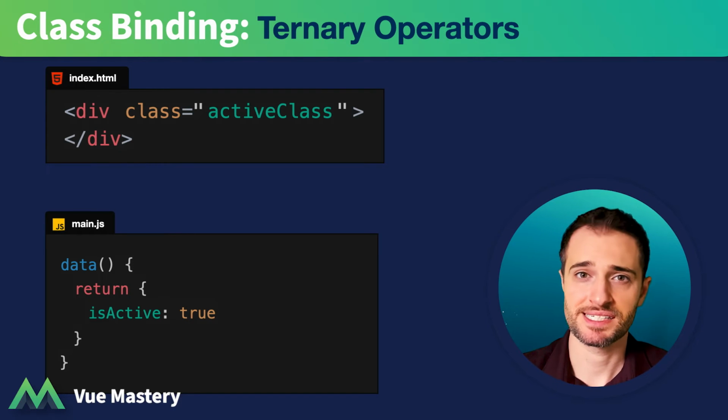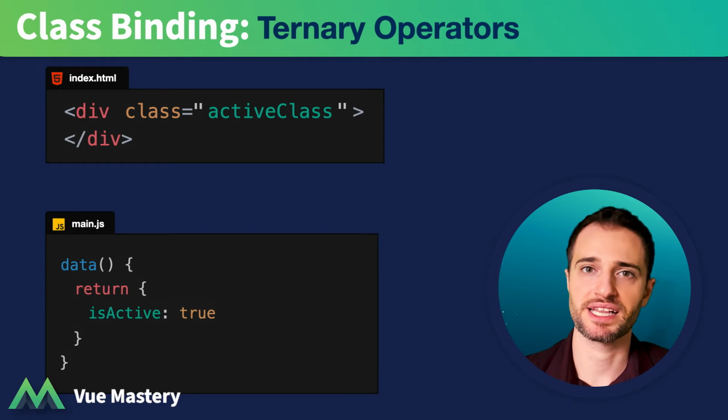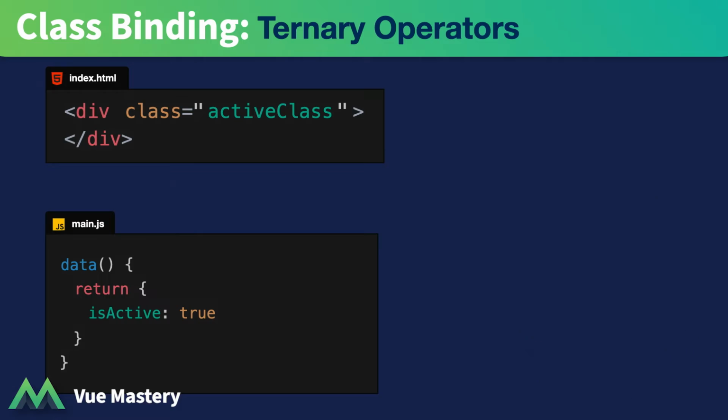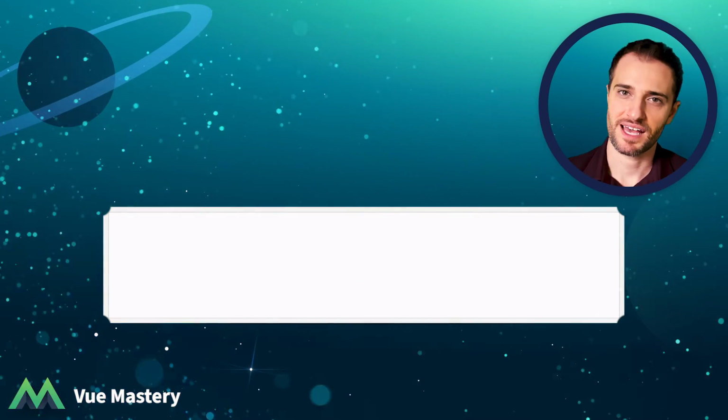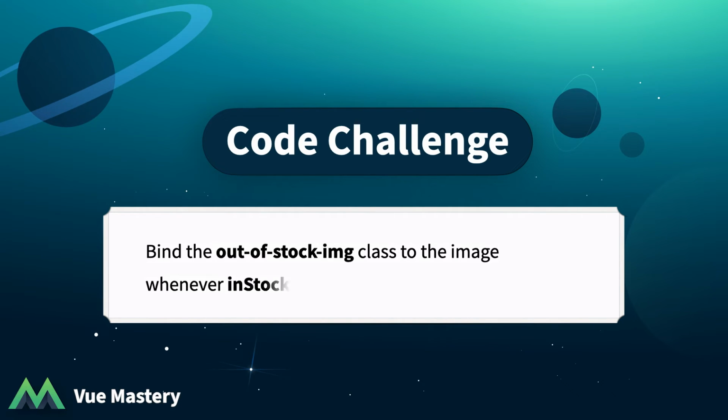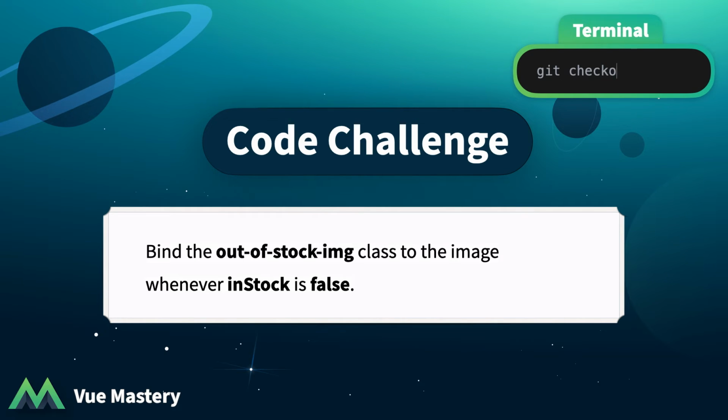The variations in syntax and use cases that I just showed you with class and style binding is only the start, so I do recommend checking out the Vue docs for more use cases and examples. For now, this brings us to the end of the lesson and to our coding challenge. Bind the out-of-stock-img class to the image whenever inStock is false. You can find this lesson's ending code at the L7 end branch.